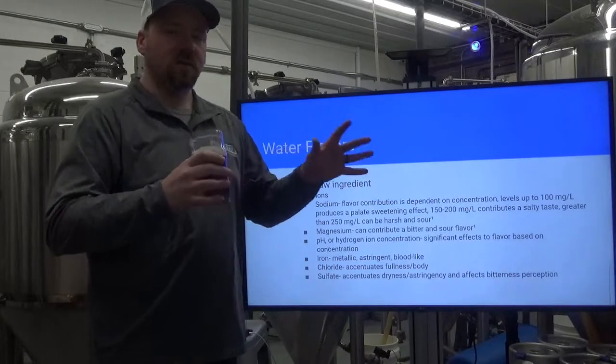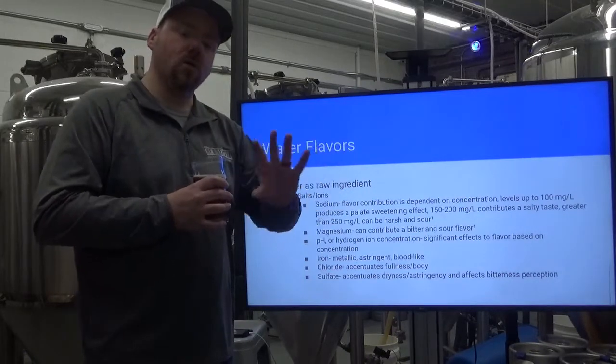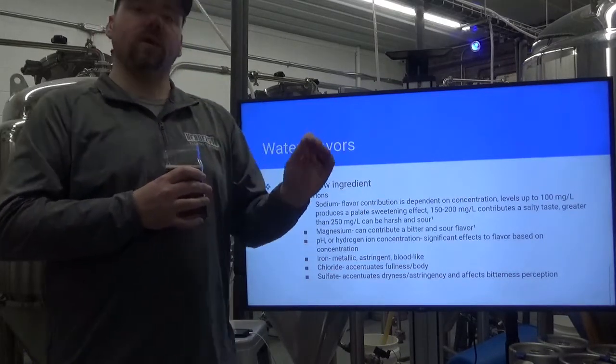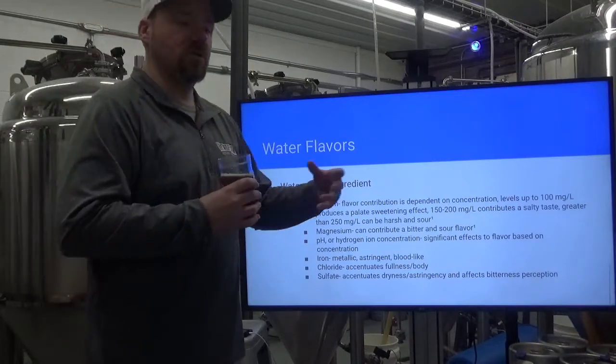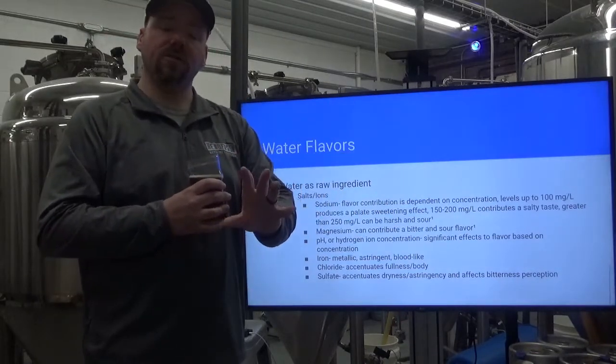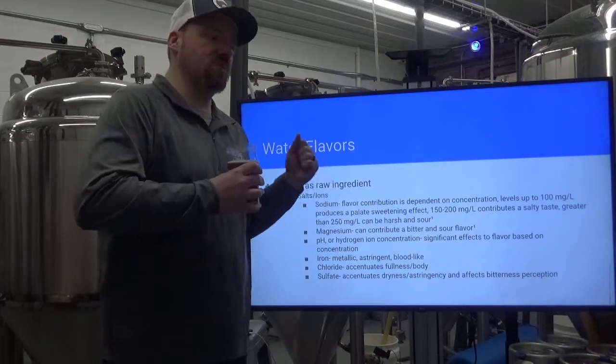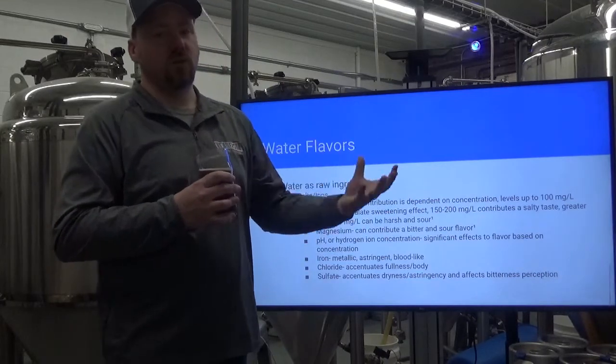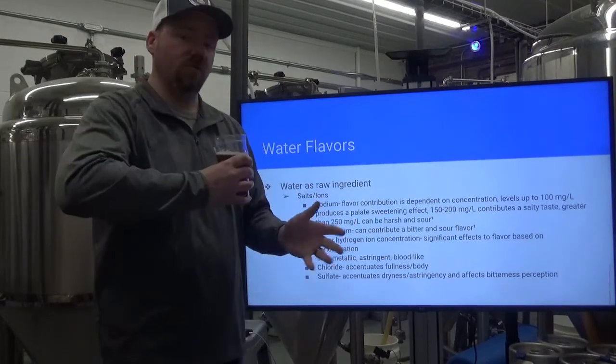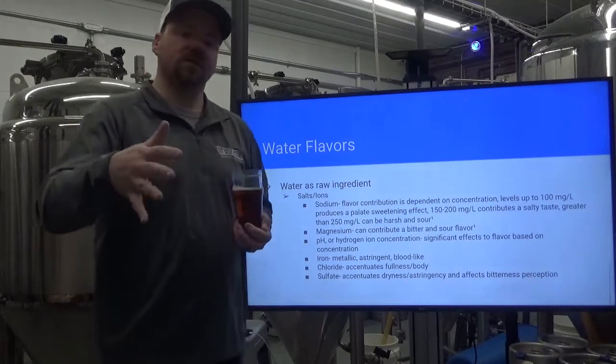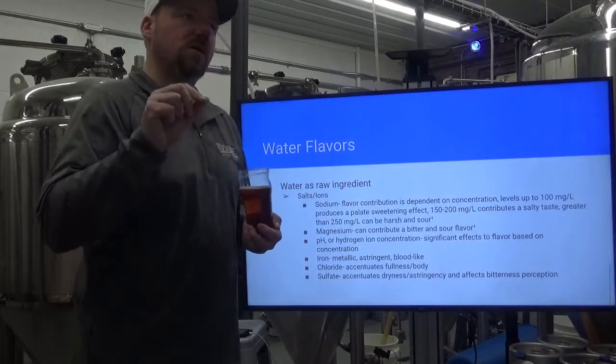There's a chloride to sulfate ratio that you're going for to help accentuate certain things. For hoppy beers, you really want a higher sulfate to chloride ratio. For beers where you want to accentuate the body, you really want to go for a higher chloride to sulfate ratio. The trick is finding a balance.